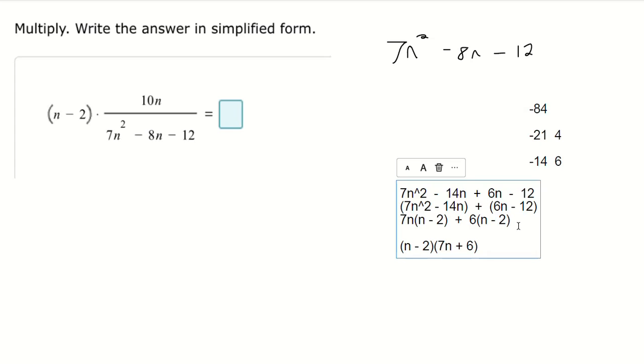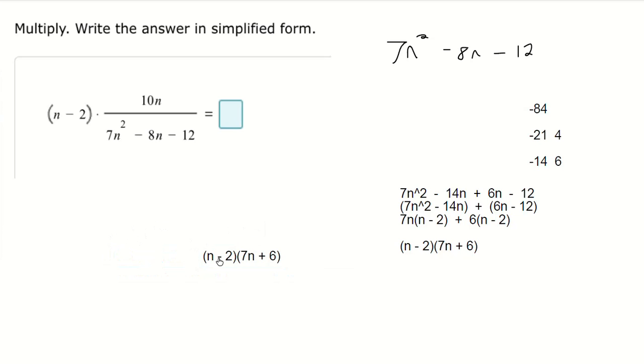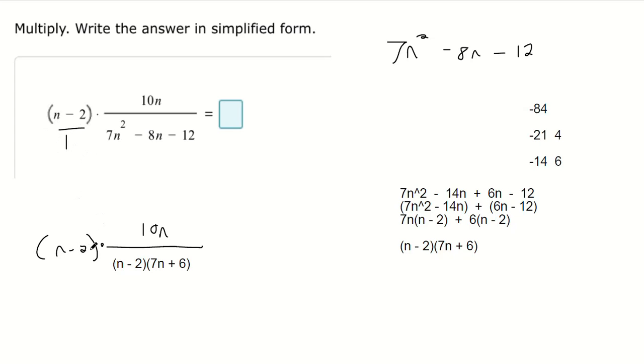Okay. All right, so the longest part of the problem is done. We factored the denominator. Okay, so we still got a 10n in the top, and we're still multiplying by n minus 2. The whole point of factoring, because look, you've got an n minus 2 in the top, and you've got an n minus 2 in the bottom, so those cancel out.